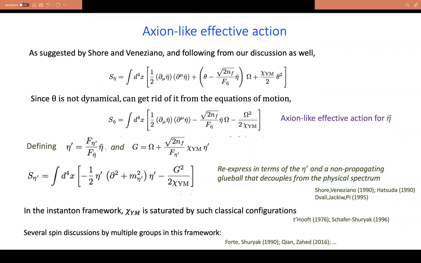What do you mean using the equations of motion? Which equations of motion? Well, I can just take the saddle point of this object here. With respect to which variable? Say with respect to theta. Right? There's no theta kinetic term, so there's no momentum conjugate of theta. But theta is not a constant. You are minimizing with respect to theta. Yes, in principle, yes.